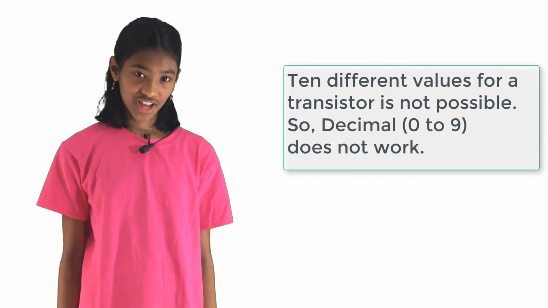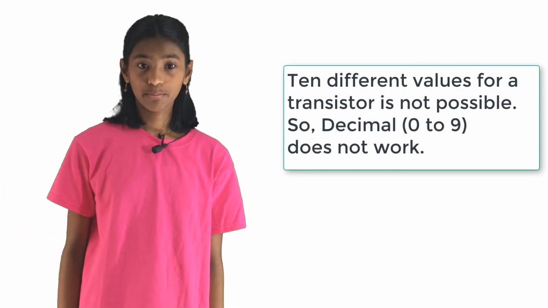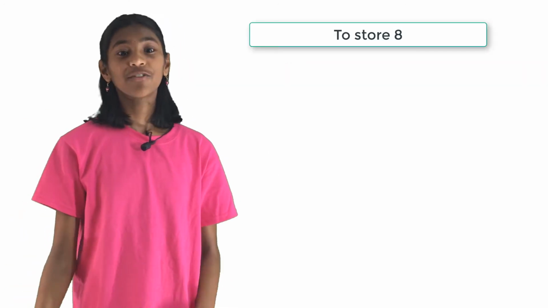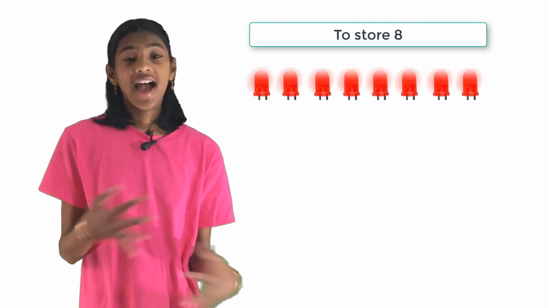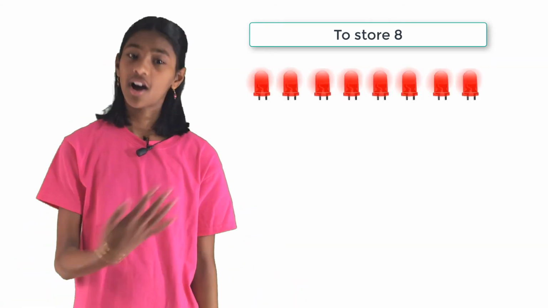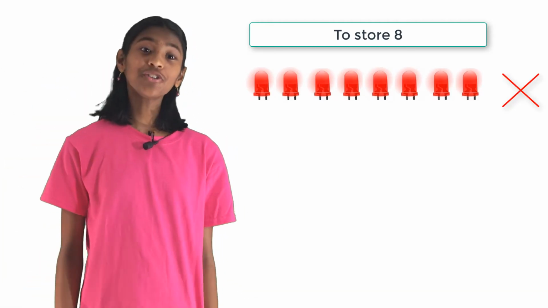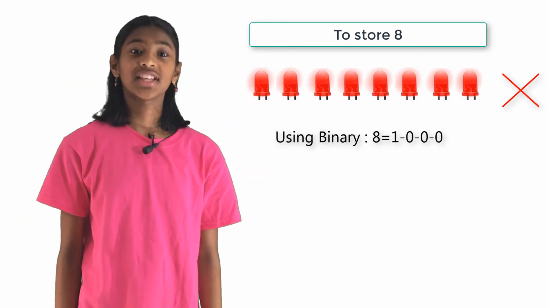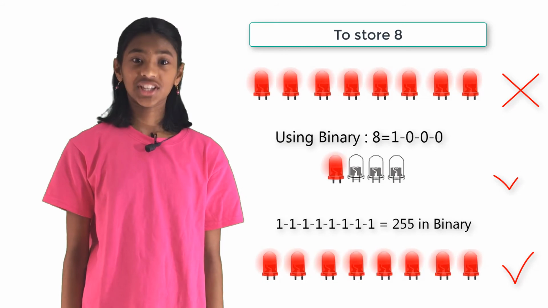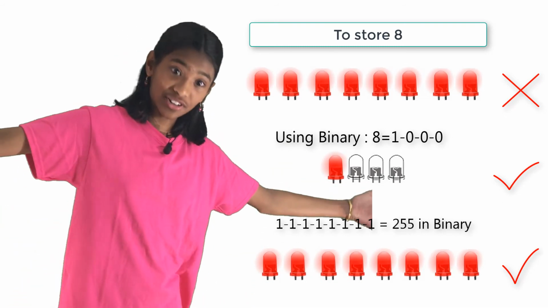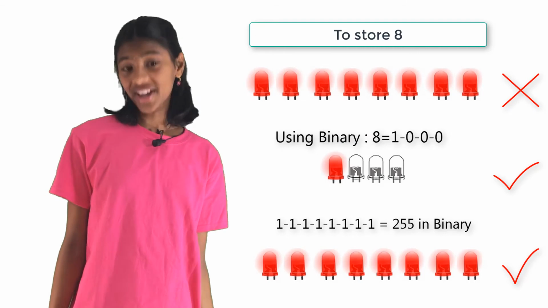Let's imagine we use the decimal way of counting or storing inside a computer. Then there should be 10 possible values for each transistor, which is not possible. Using tally marks, if we want to represent a number 8, for example, it is like having all transistors on. It's not at all efficient. But using binary with just two values, 0 or 1, and using the same 8 transistors, we can store or represent a much bigger number, like 255, right?